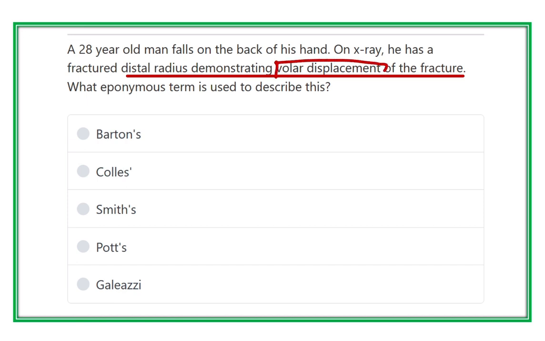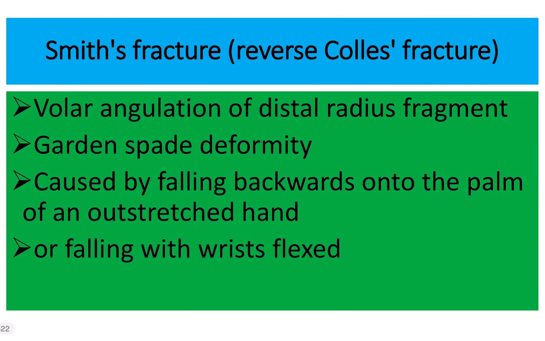So this is very important. This is the volar displacement. What is the name of the fracture? Here the options are Barton fracture, Colles fracture, Smith fracture, Pott's fracture, Galeazzi fracture. So first of all, let's see, this is a Smith fracture, which is also known as the reverse Colles fracture.